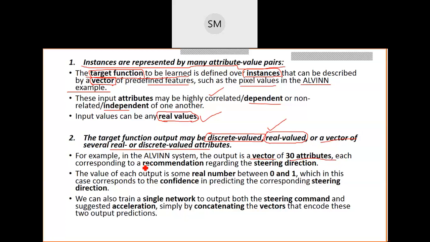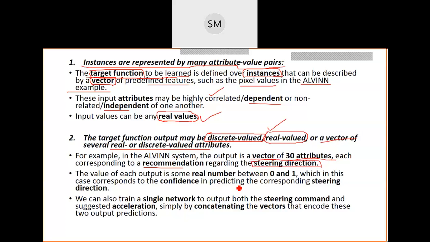So it is recommended to use these 30 attributes as steering directions. It means there are 30 possible positions for the steering. Assume the steering position is completely on the left side, then the next point will be a little bit to the right, and the next again a little bit to the right. Like this, there are 30 steps from left to right, so the steering commands are divided into 30 directions.